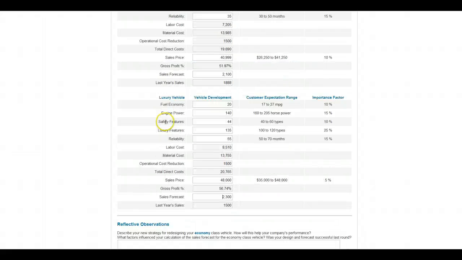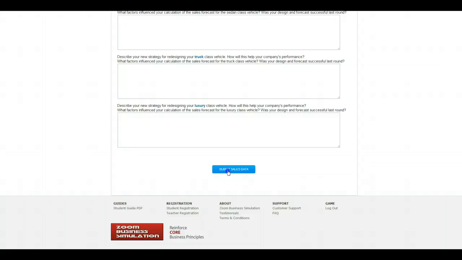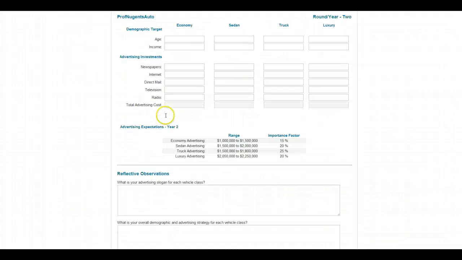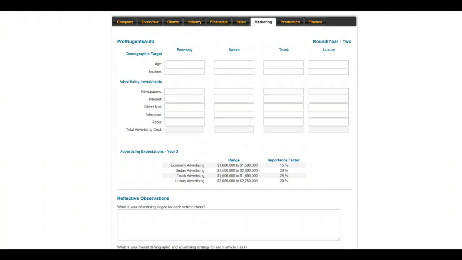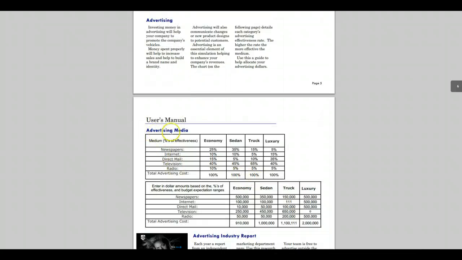All right, so here I filled in my sales department. I'm not going to do my reflective observations, which is only optional for this game. Okay, so for the advertising and marketing, again, I'm going to defer to the student user guide, and I see here the percentages of effectiveness for each of those advertising media categories. I see that television is very effective, direct mail is effective for luxury, and newspapers are effective for economy class. So I'm getting an idea of where to spend my money based on the effectiveness.